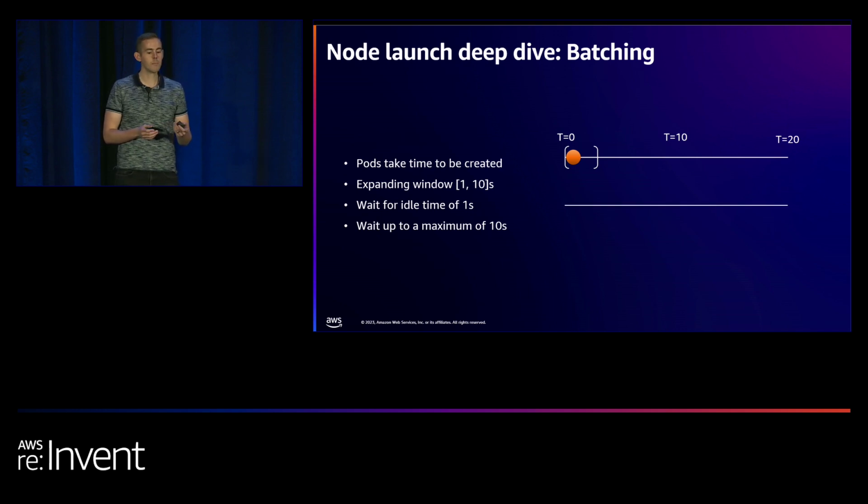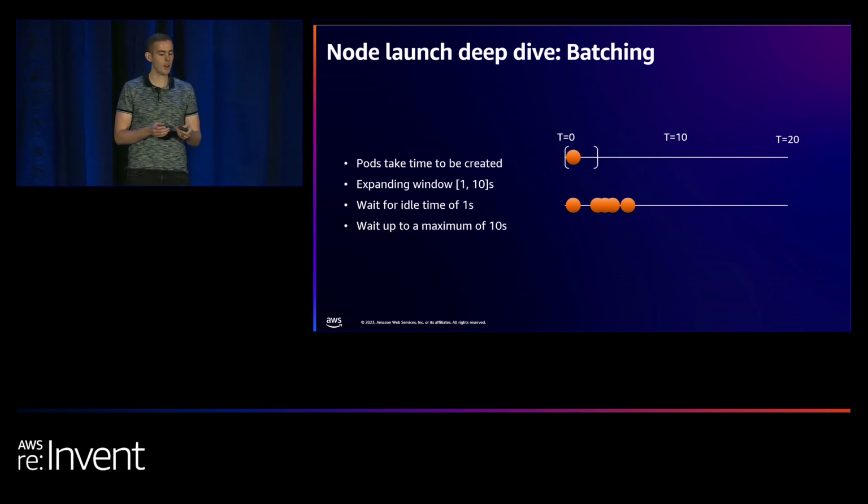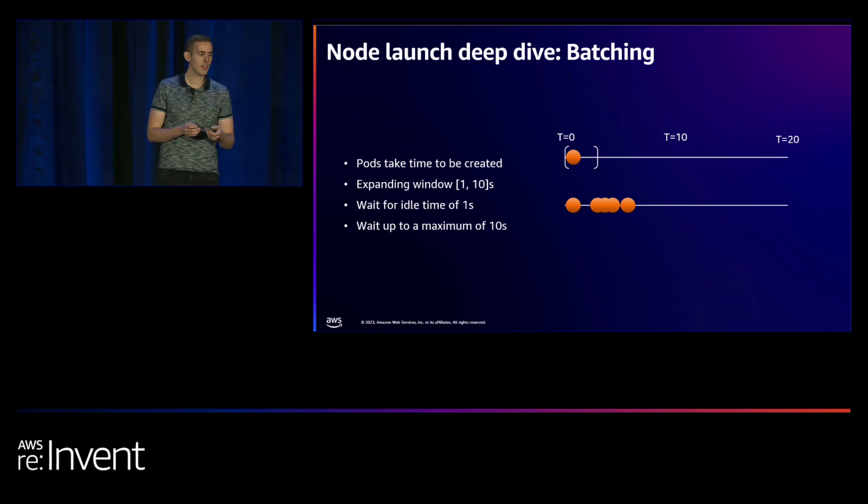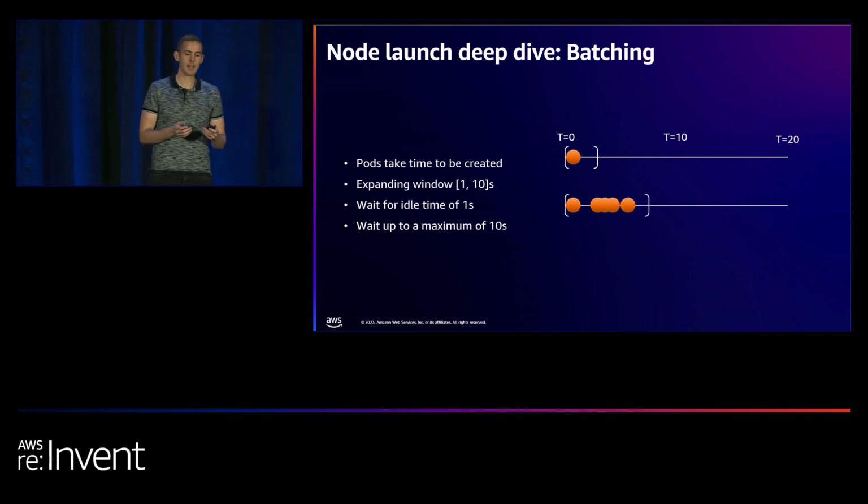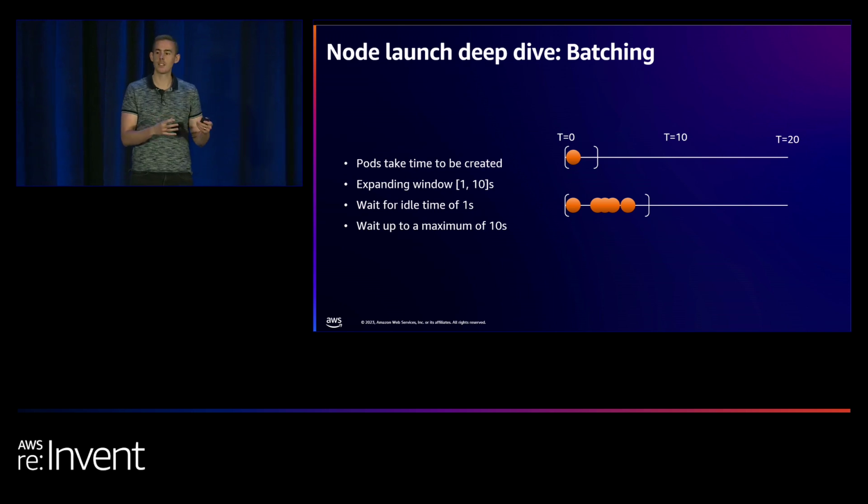But what about in a more complex case? We get a pod, and then we get another set of pods without an idle second. And here, it's about half a second. When we do finally get that idle period, we take that batch and we flush it. And this is going to be a much more efficient bin pack. So depending on when the pods come into the cluster, we're able to make more or less efficient decisions.